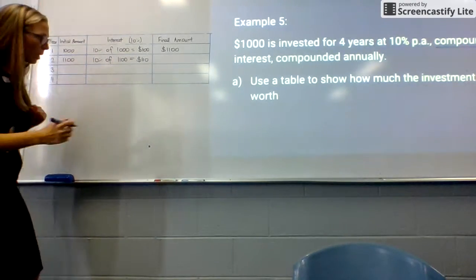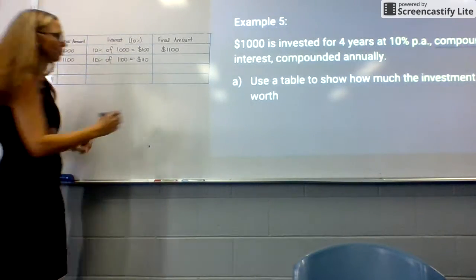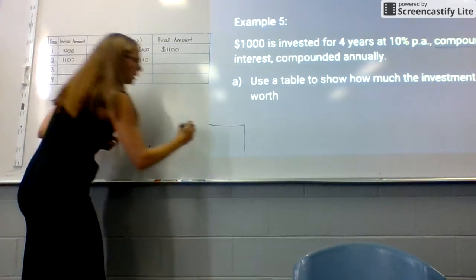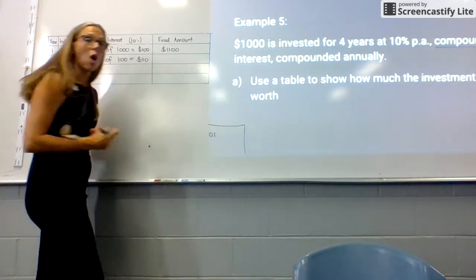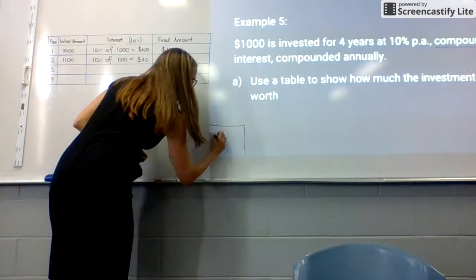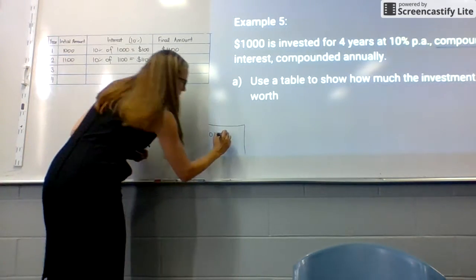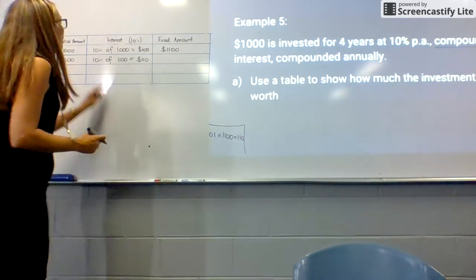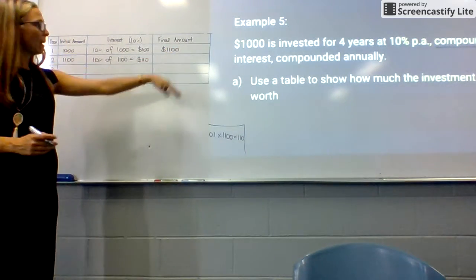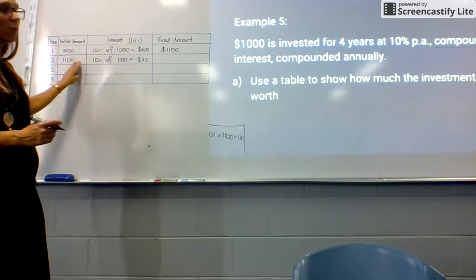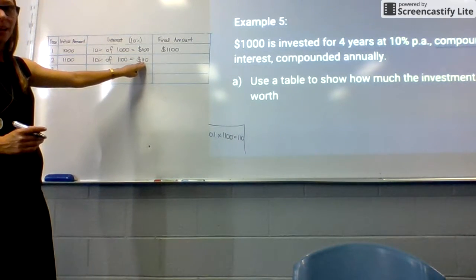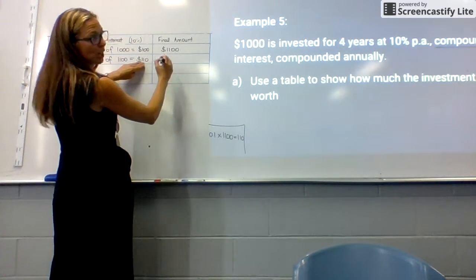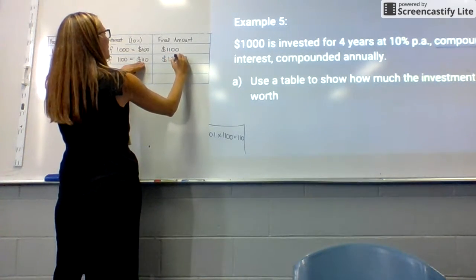Just stop there for a moment. If you're not sure how to do this calculation, 10% of is the same as saying 10%, 0.1, of means times, and then 1,100. And that will give you that 110. Now the final amount for year 2 is what I started with at the beginning plus what I earned during that year. So I ended up, you can use your calculator, $1,210.